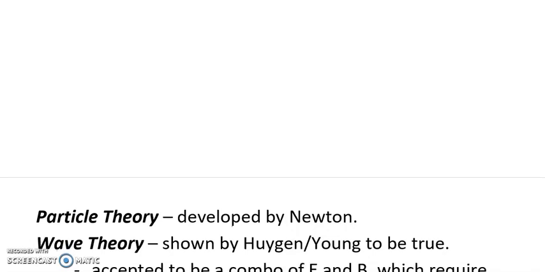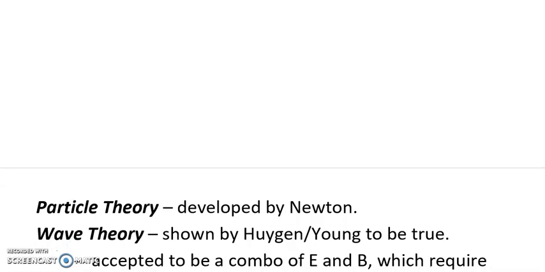So we've got to try and put these together yet, but let's go into a little more detail with the wave theory first. It's generally accepted to be a combination of electric fields and magnetic fields. And this takes care of one of the major problems that the wave theory had, because the wave theory of light cannot explain how light traveled through a vacuum, like empty space.